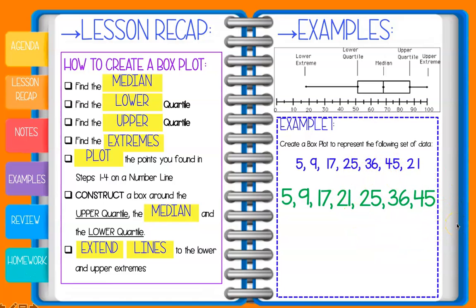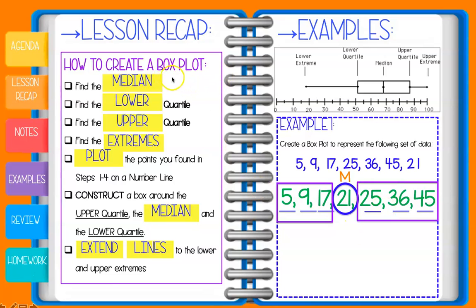Okay, now when we find the median, we're going to draw underneath each number till we get to the very center. So we're going to mark off a 5 and a 45, mark off 9 and 36, mark off 17 and 25. So that makes 21 our median. Okay, now everything below the median is our lower half. So there's my lower half. Everything above the median is my upper half. Okay, so we found the median, we found our halves.